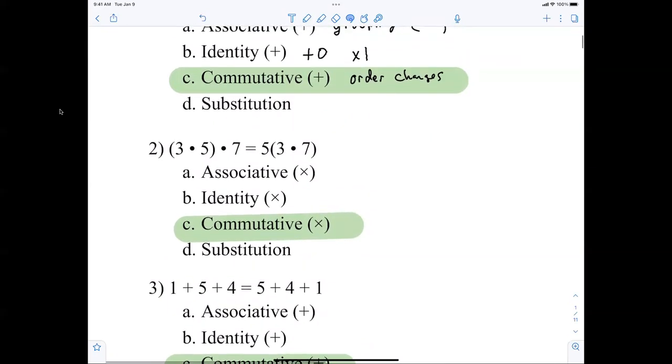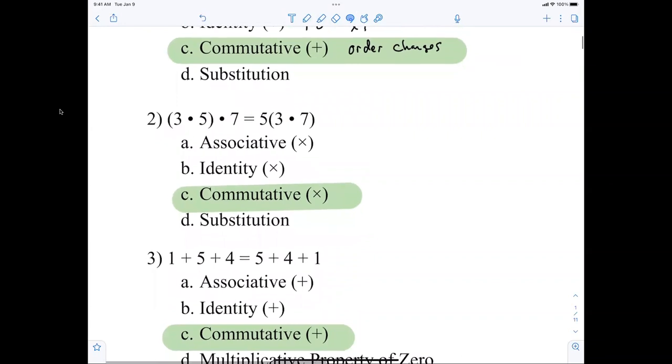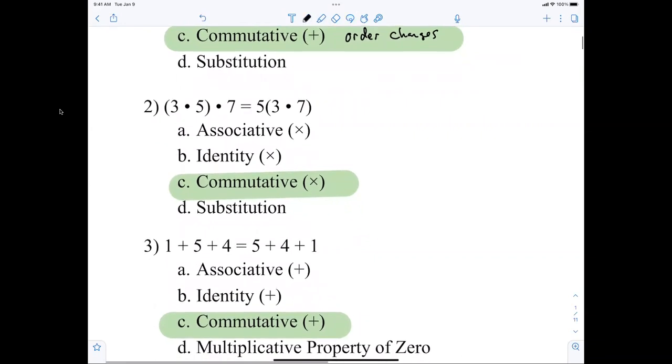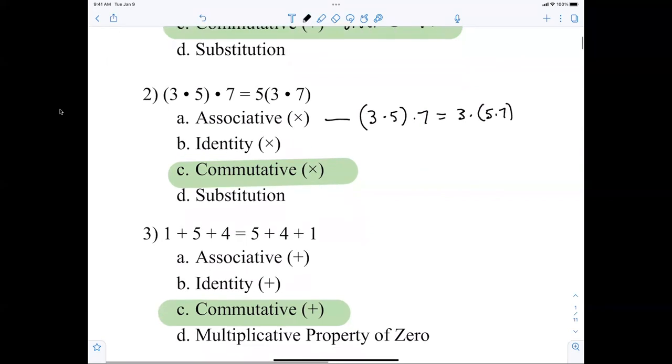Okay, now what I would like to do is, let's just review this up here. In order for it to be the associative property, I want you to write the example. 3 times 5 times 7 would have to equal 3 times 5 times 7. The parentheses are in the different place. All right. So that's a nice little review.